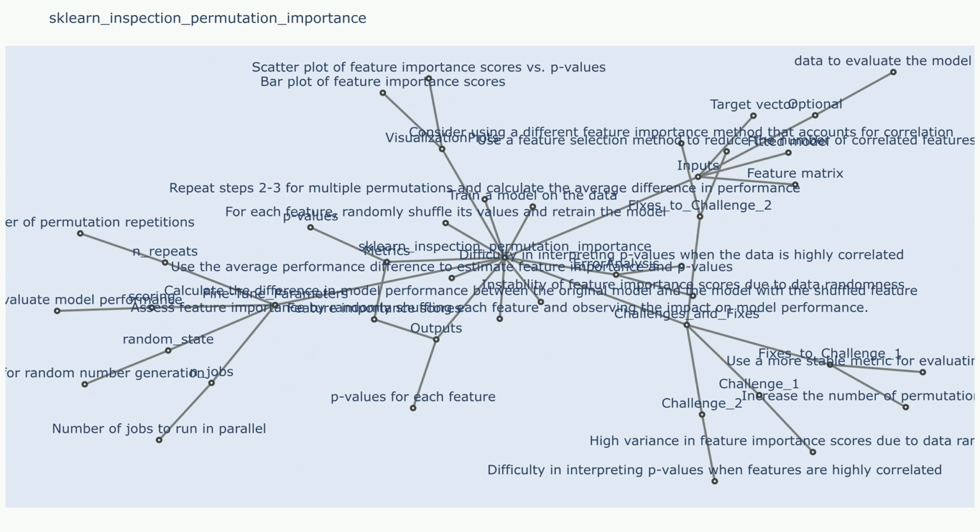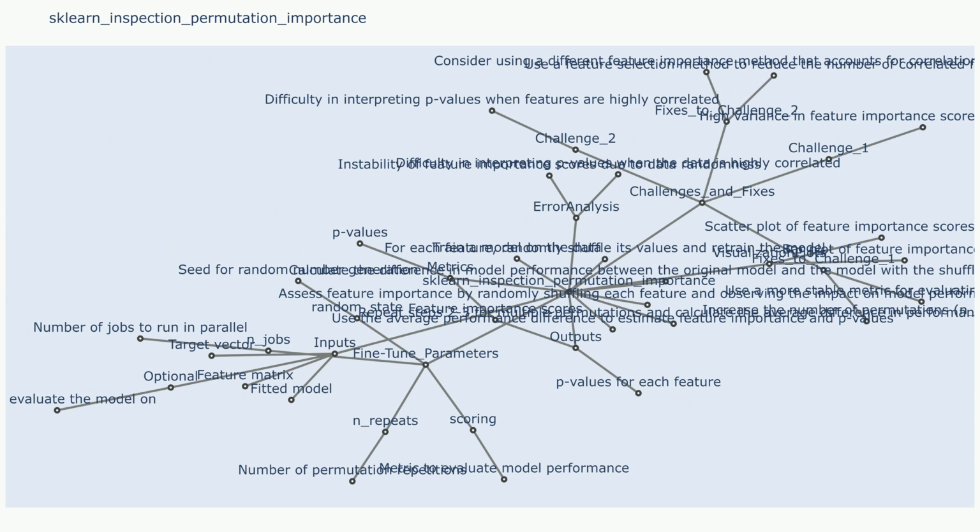Challenge 2, nonlinear relationships. Permutation importance may underestimate the importance of features involved in complex nonlinear relationships with the target variable. Sample use case that resulted in challenge 2: a model predicting customer churn may have a nonlinear relationship between customer tenure and churn probability.